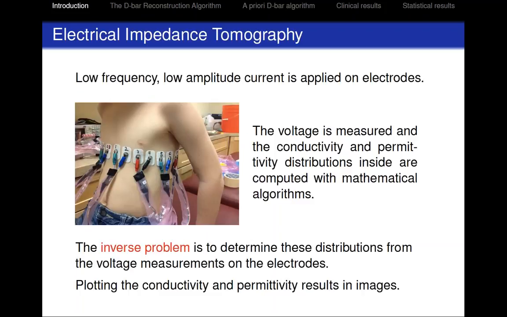So what electrical impedance tomography is, it's a medical imaging technique in which low-frequency, low-amplitude current is applied on the electrodes. This is an image from the EIT lab of a young boy being imaged for pulmonary function. We have electrodes placed around the surface of his chest, and we apply current on these electrodes. It's low amplitude, low frequency. You can't feel it at all. We measure the voltages on all the electrodes simultaneously, and we solve an inverse problem to determine the conductivity and the permittivity in this cross-section of his chest.